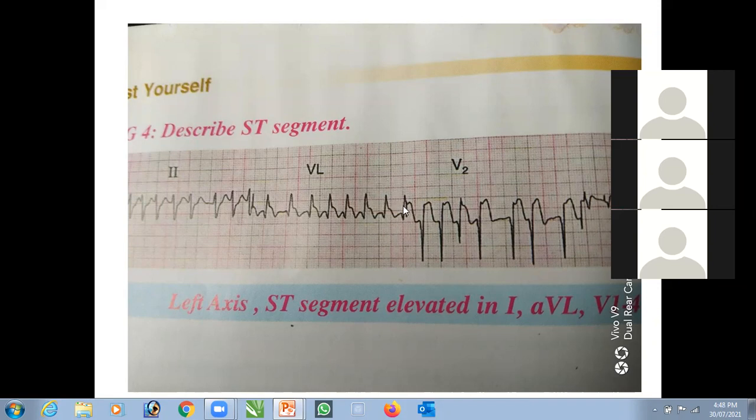Sir, in the V2 lead, the third or the fourth one, the fourth wave. The notching and the positive deflection. The small notch. See here. Basically it is a recursive. What you need to understand is you go with the complex.